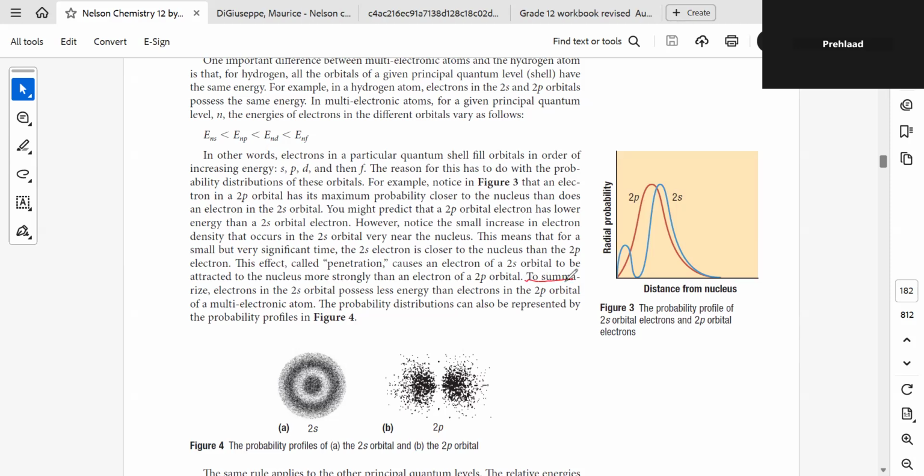So to summarize, electrons in the 2s orbital possess less energy than the electrons in the 2p orbital.